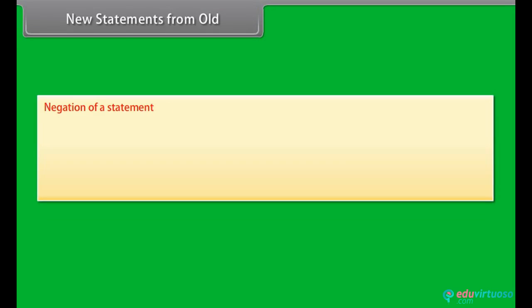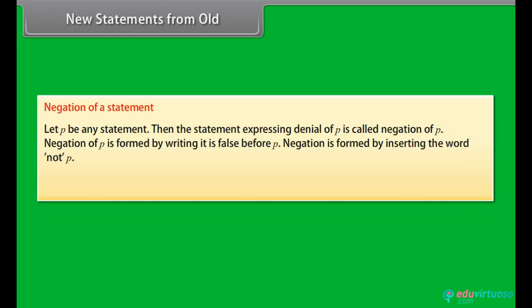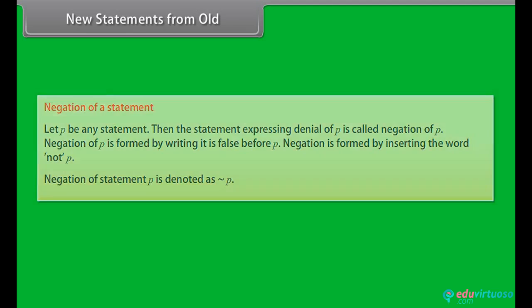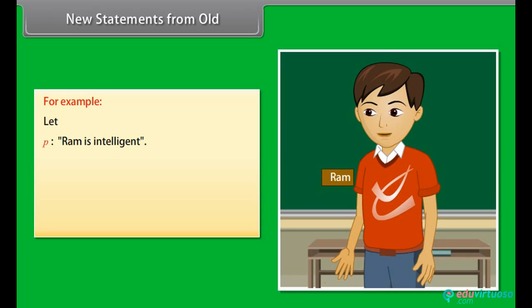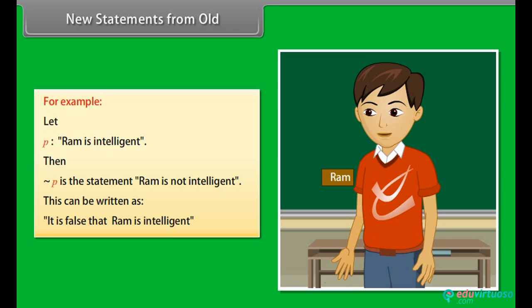New statements from old. Negation of a statement. Let P be any statement. Then the statement expressing denial of P is called negation of P. Negation of P is formed by writing "it is false" before P, or by inserting the word "not". Negation of statement P is denoted as "not P." For example, let P be the statement Ram is intelligent. Then not P is the statement Ram is not intelligent, or it is false that Ram is intelligent.